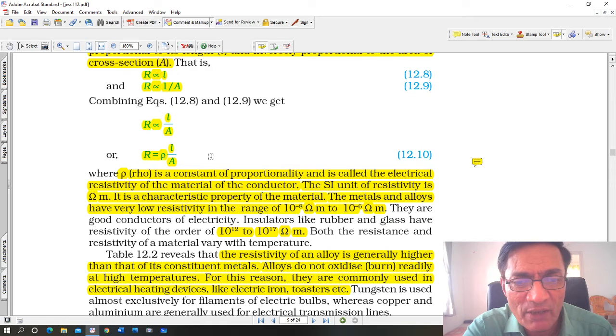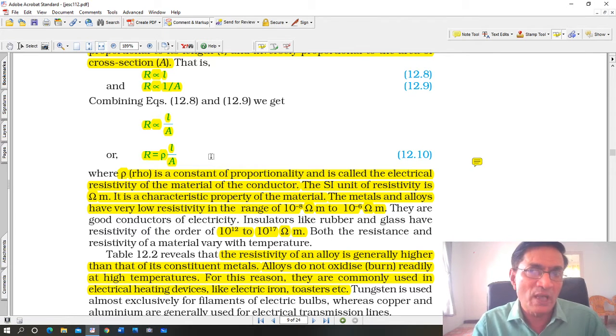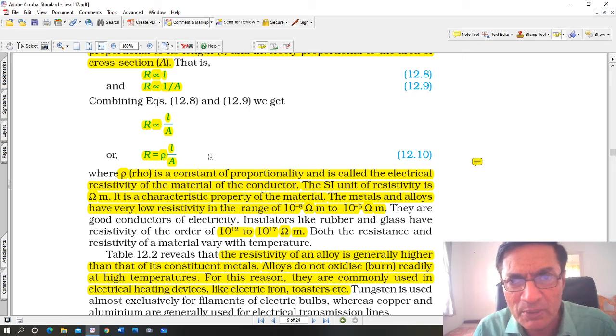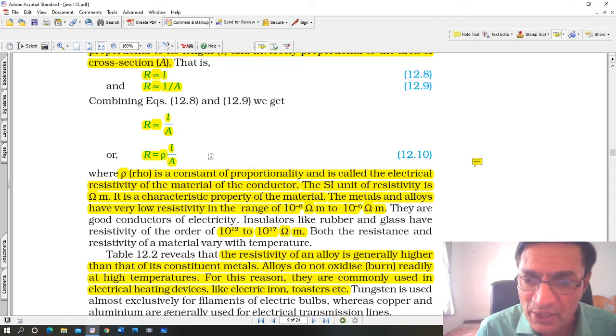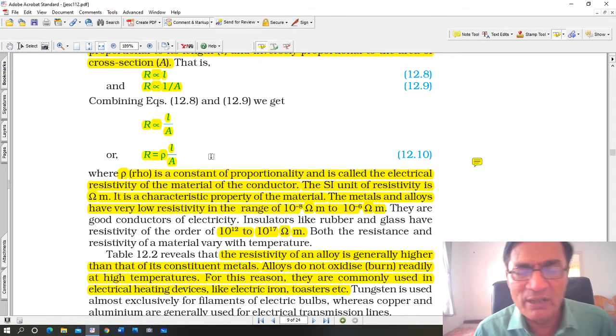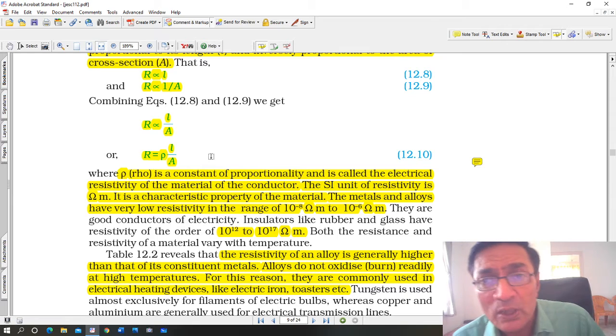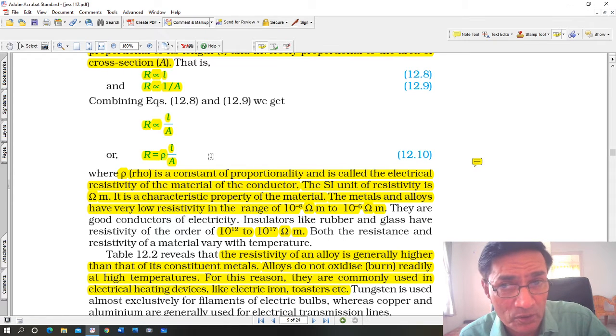Metals and alloys have very low resistivity, in the range of 10 to the power minus 8 ohm meter to 10 to the power minus 6 ohm meters. Their resistivity is very low, which is why they are good conductors of electricity. Insulators like rubber and glass have resistivity of the order of 10 to the power 12 to 10 to the power 17. Look, it is not minus, it is 10 to the power plus 12, 10 to the power plus 17. Very high resistivity, so they are almost insulators.